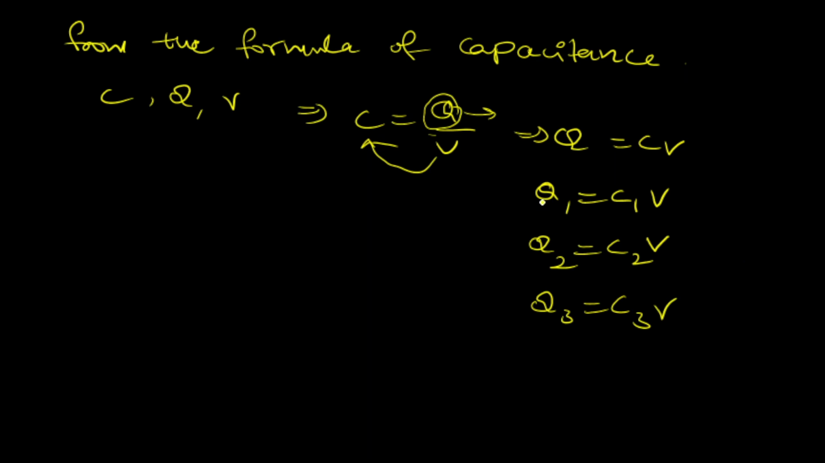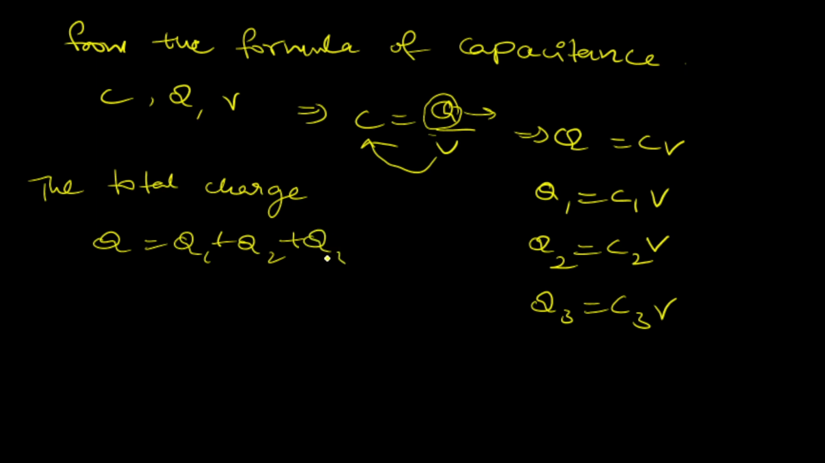Okay, and the total charge for parallel combination is Q equals Q1 plus Q2 plus Q3. That is the sum of the charges on each plate. Okay, and what is Q? We have C into V, which is equal to C1V plus C2V plus C3V.